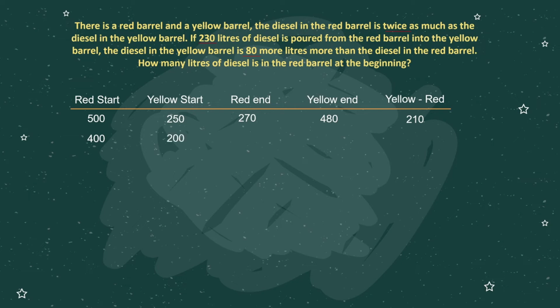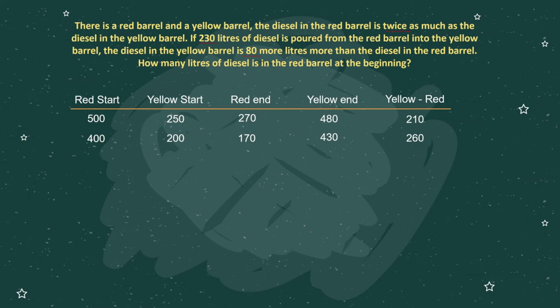Then the yellow will be half of that, 200 liters. And then after the transfer, the red and the yellow will be at 170 liters and 430 liters, giving us a difference of 260 liters. This is even more than before. This is telling us that we're going, unfortunately, in the wrong direction because we're getting further away from our answer.